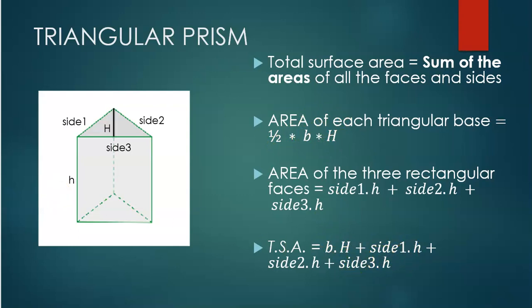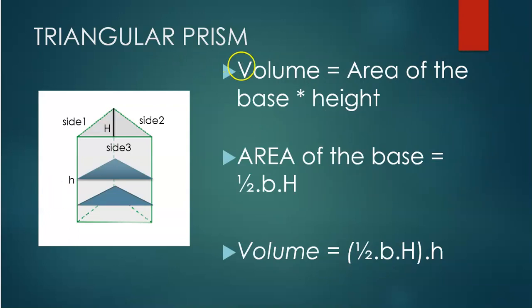Alright, and then last but not the least, if you're trying to determine the volume of the prism, again consider it as triangles stacked on top of each other, given the area of the base is nothing but half base times capital H, where capital H is the height of the triangular base. The volume becomes this area of the base times the height of the prism, which is small h, and becomes half base times height times the small h, which is the height of the prism. And there you go.